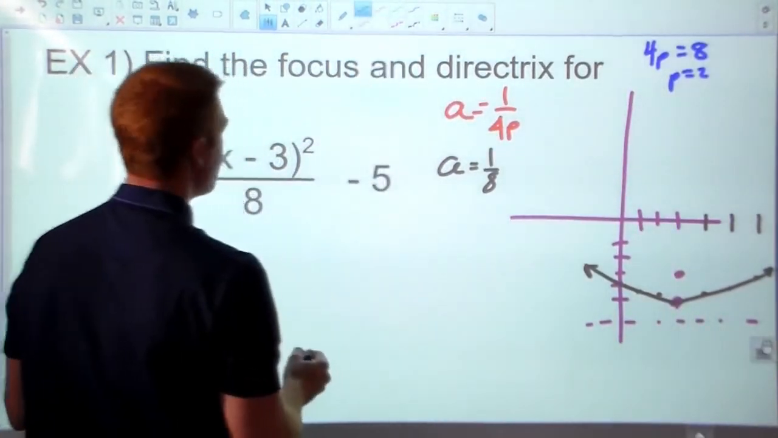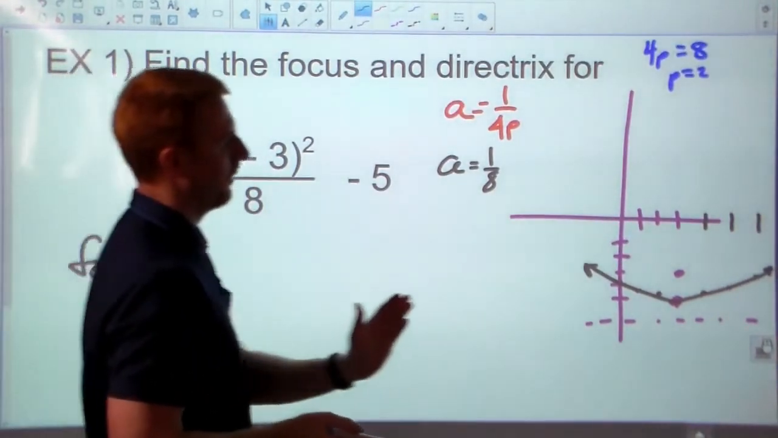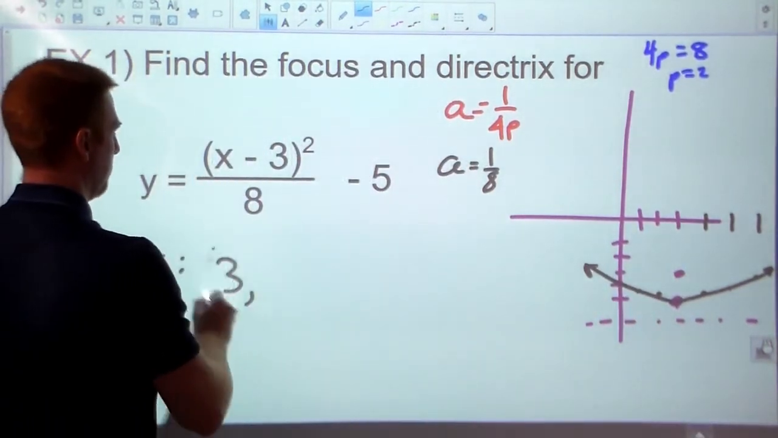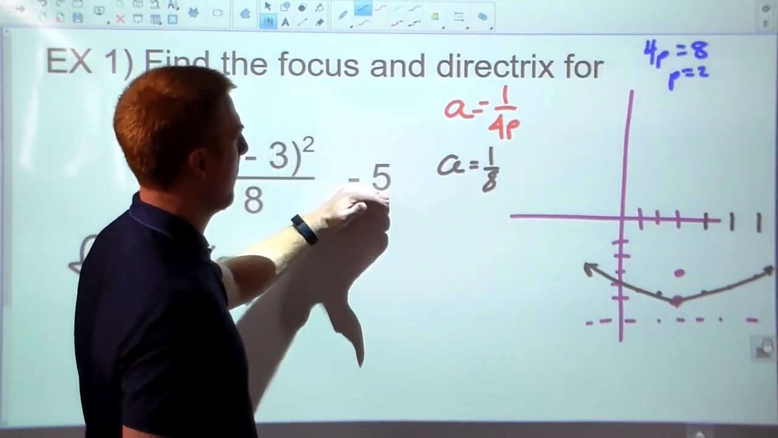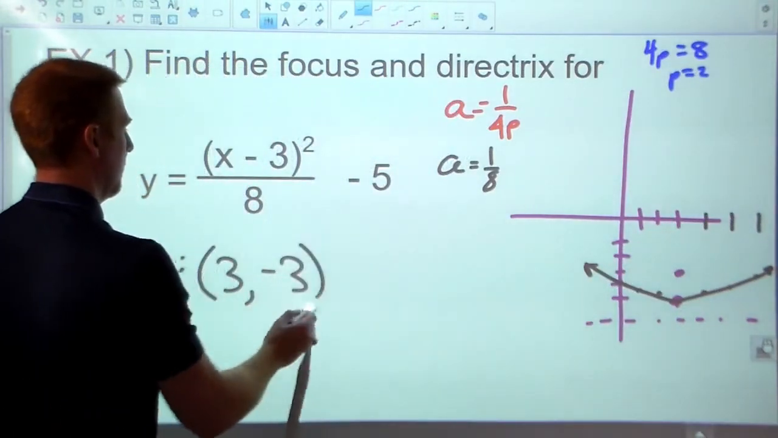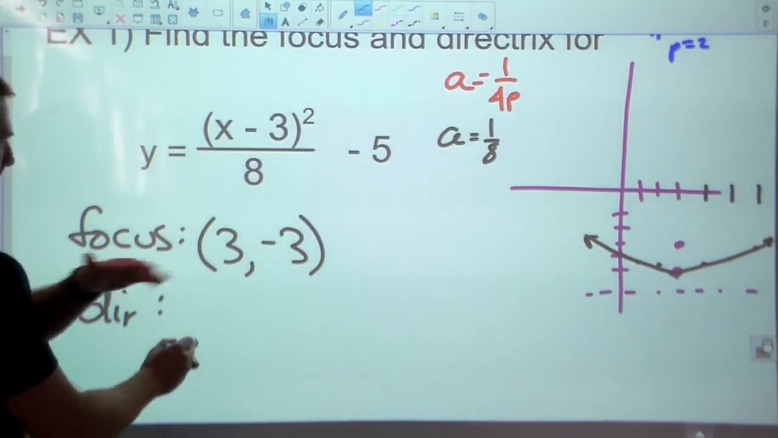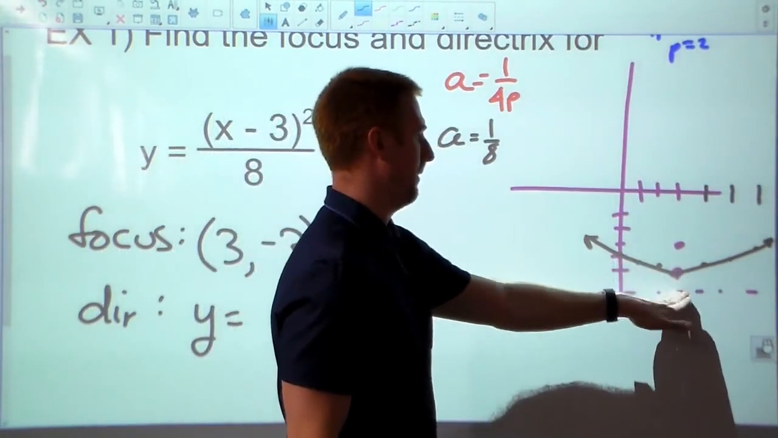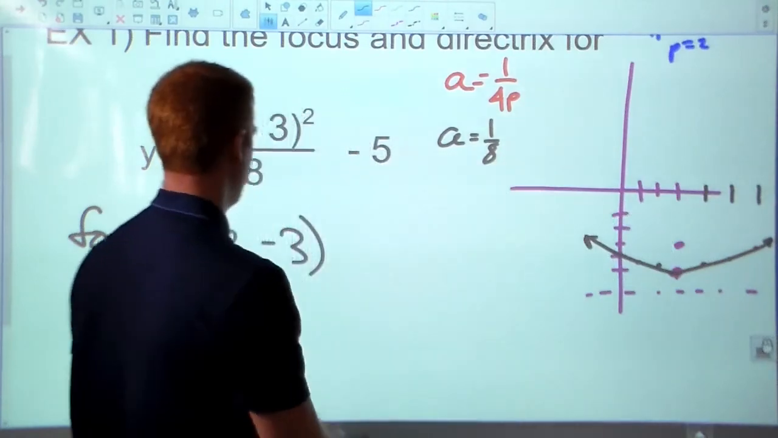So to get the focus, well, we know the h coordinate is going to stay the same. So 3 is definitely part of that. Now we're going to take our k, which was -5, and we're going to scoot 2 up. So it'll be (3, -3). Now for your directrix, it's just a horizontal line, so it's just y equals, and it's going to be the k value minus p. So that vertex k value is -5. Subtract 2 more, and you get -7.